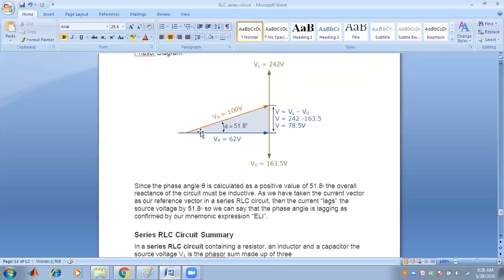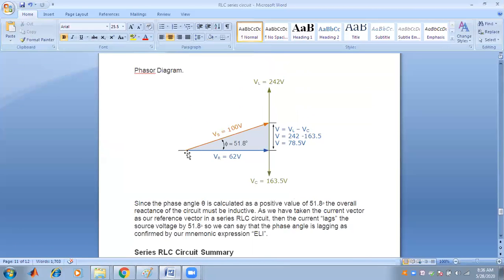So that is the general phasor diagram. There is VR, and the value of VL minus VC, only the magnitude: 242 minus 163.5, that is 78.5 volts. There is the resultant value, and the angle is 51.8 degrees. There is VC, VL, and VL minus VC. That is how you can easily draw the phasor diagram of an RLC series circuit.